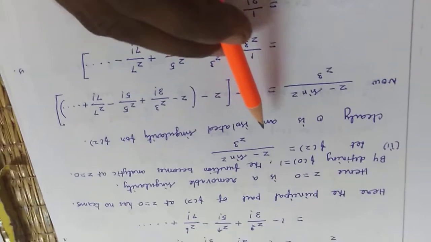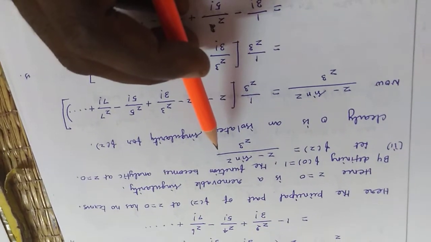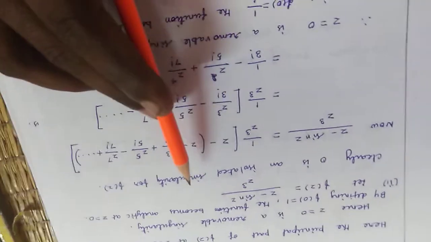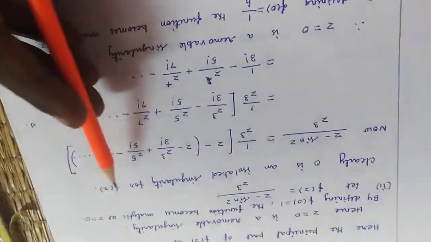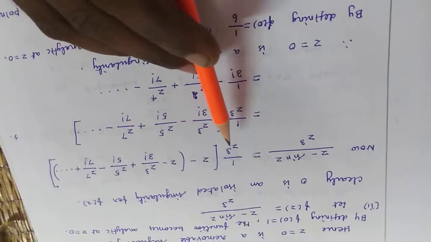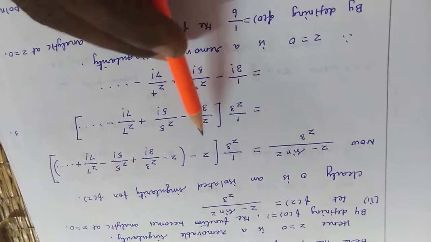And the second example, f of z equal to (z minus sin z) by z cube. Clearly 0 is the isolated singularity. So at z equal to 0, the function f of z tends to infinity, which implies z equal to 0 is an isolated singularity. And the expansion is (z minus sin z) by z cube.